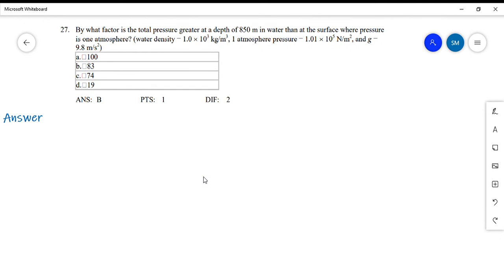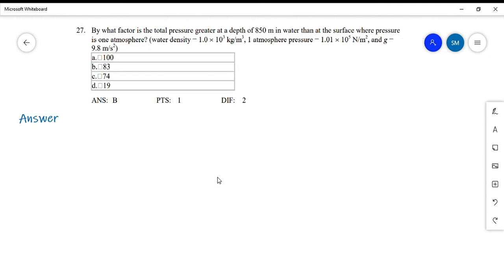Question number 37: by what factor is the total pressure greater at a depth of 850 meters in water than at the surface air pressure? Don't be confused by the way he tells you the question. He simply wants to know the ratio between the pressure in the water and the pressure at the surface, or the atmospheric pressure.